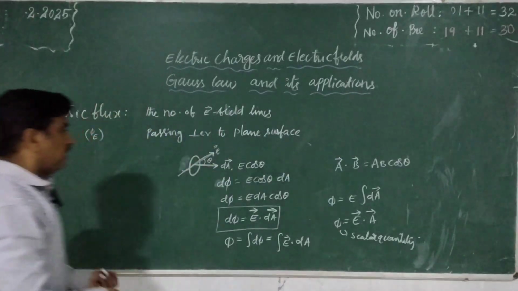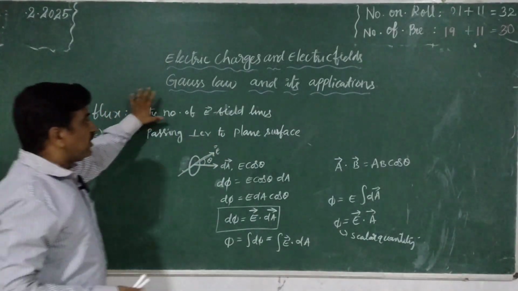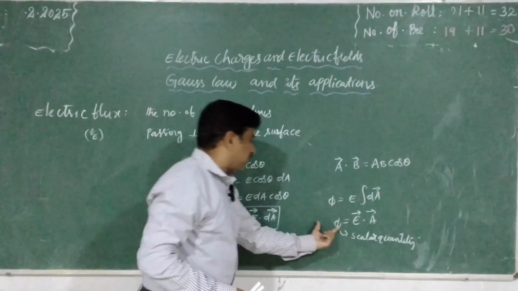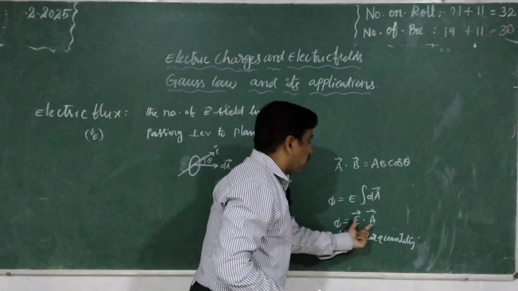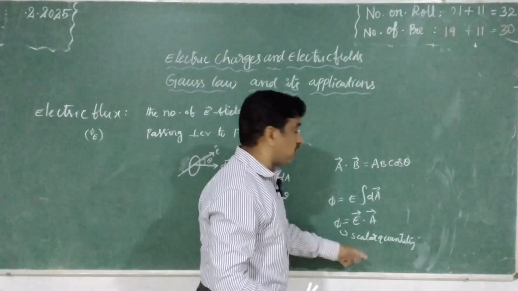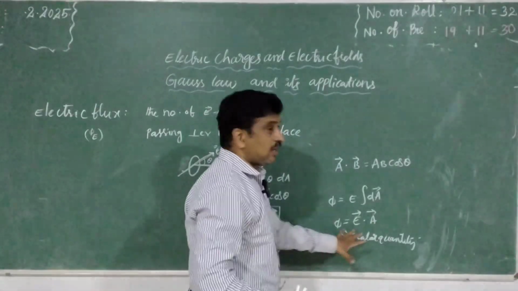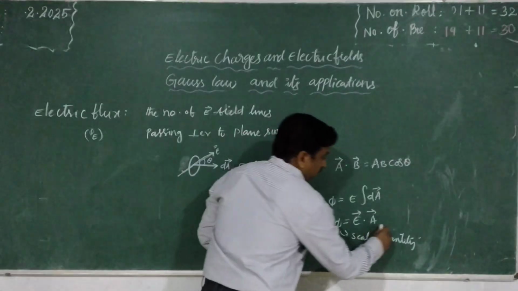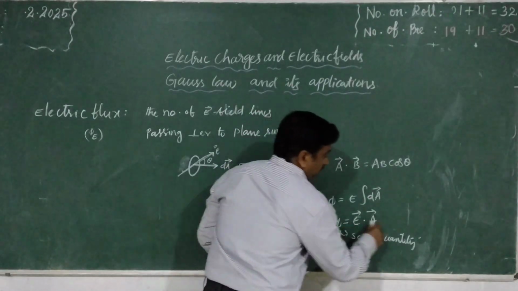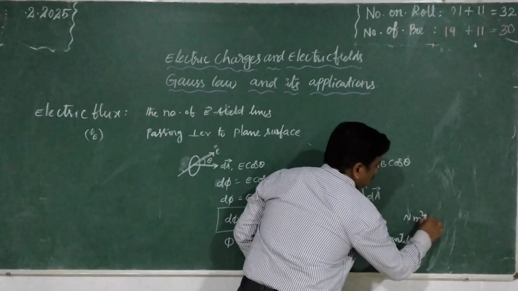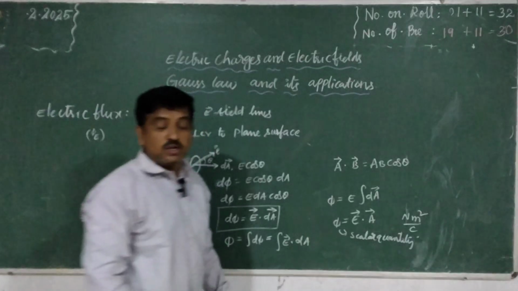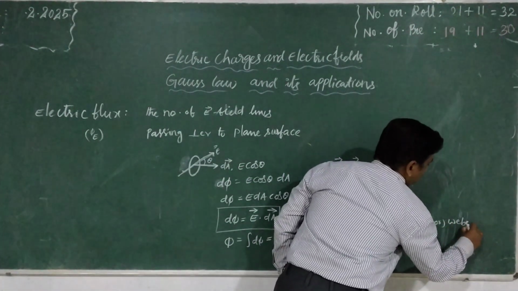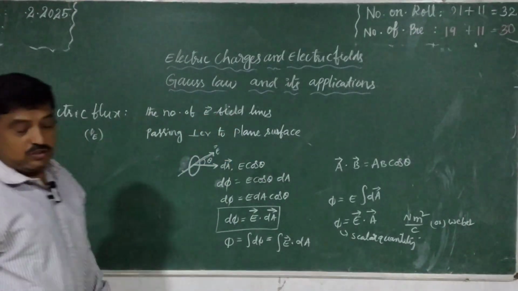Electric flux means the number of electric field lines passing perpendicular to a plane surface, which we write mathematically as phi equals E dot A. E means the electric field vector, A means the area vector. It is a scalar quantity. What is the unit of electric flux? Newton meter square per coulomb, or we can write it as Weber. This is the unit of electric flux.